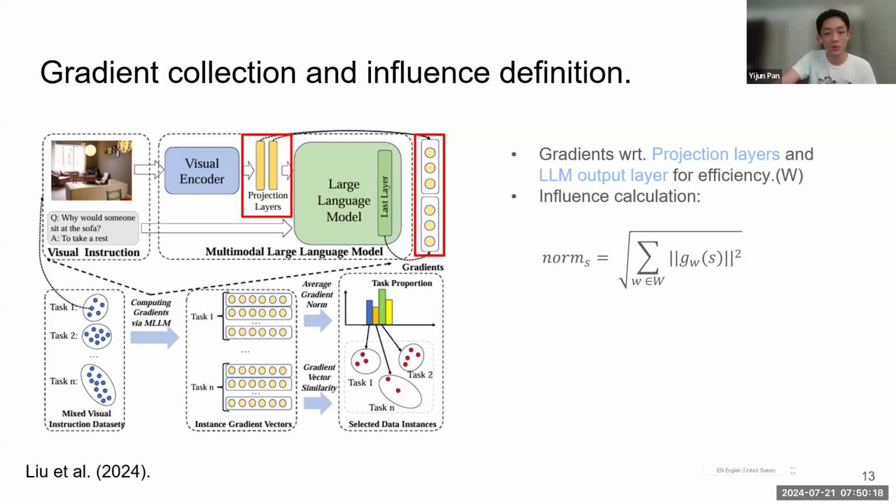And here, by gradients, we mean the gradients taken with respect to the projection layers between the encoder and the LLM and the large language model output layer. We take the gradients with respect to these parameters because it is commonly believed that these layers contain valuable information about predictions.